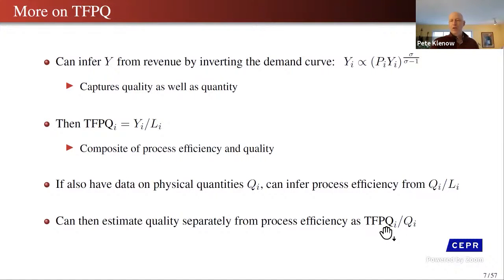And you infer the quality from the difference between the TFPQ, and I should have said on the process efficiency here, the TFPQ versus QI over LI here. So the difference between those might reflect quality. Okay. And again, my prior is a lot of firms compete on quality and not on pure price. We see tons of dispersion in price, but we also often see massive differences in sales for similar prices.